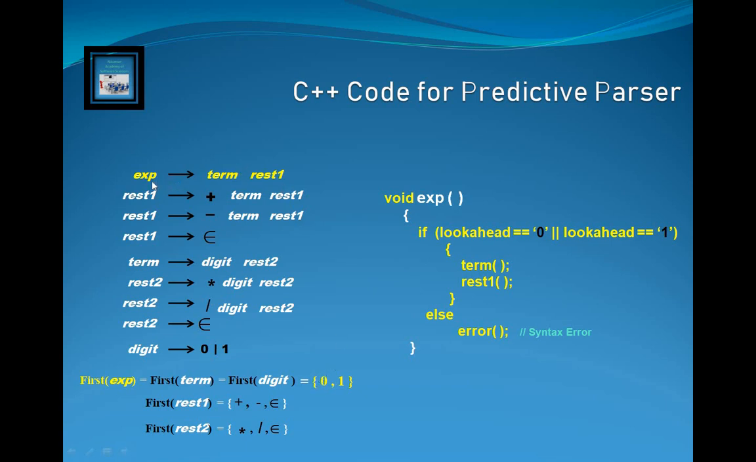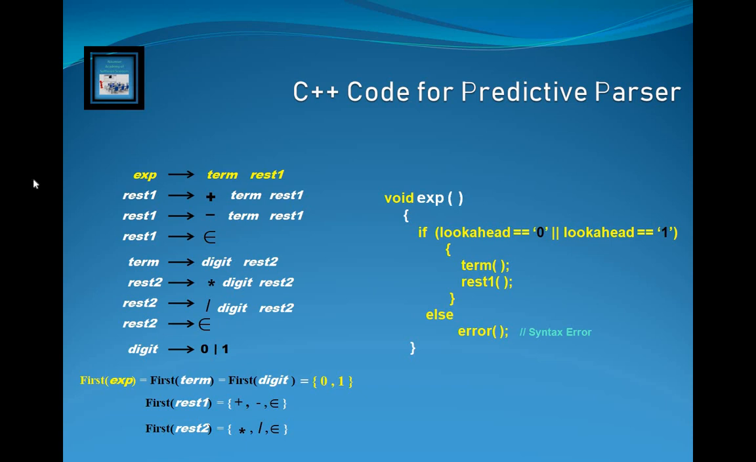And you can see here there is no epsilon production for exp. So if we fail to implement this production of exp, then there is no other production of exp, or there is no possibility that exp can be empty. So there is only one chance, and that is either to implement this production or to report a syntax error.